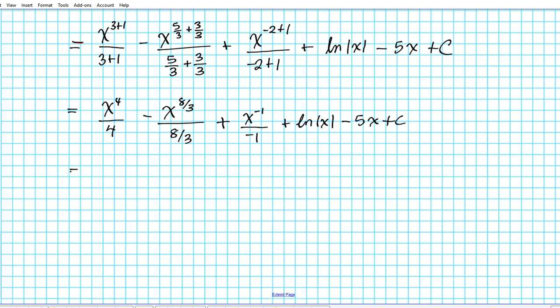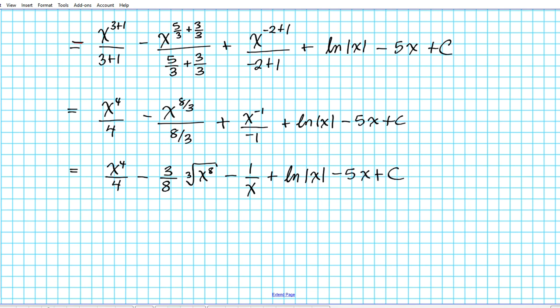This becomes x to the fourth over 4 minus, we can multiply the numerator by the reciprocal of the denominator, which gives us 3/8 of, and then using the property of exponents, the third root of x to the 8th power. So the numerator becomes the power and the denominator becomes the index of your radical. Plus divided by minus is minus, and we can reciprocate x to the negative 1, so 1 over x, plus the natural logarithm of the absolute value of x, minus 5x plus c.